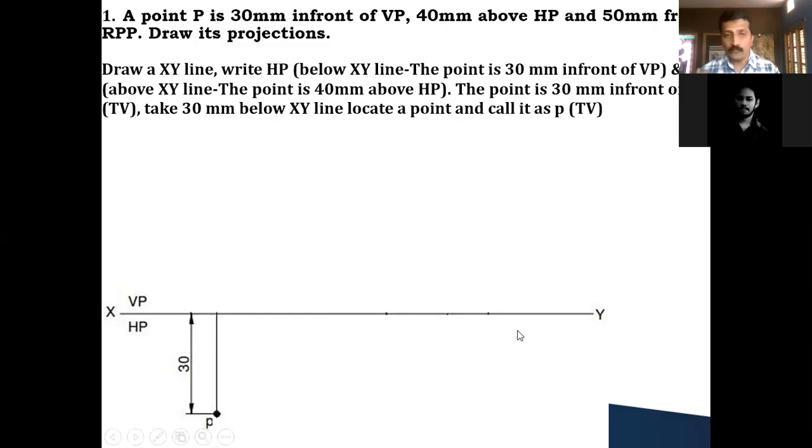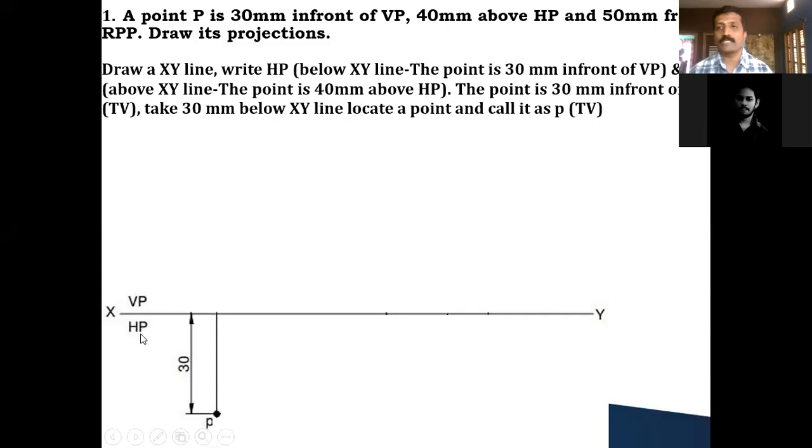And how to fix HP and VP is very, very important. For the first quadrant, what is the requirement? The HP will come below XY line, and VP will come above XY line, and front view will come above XY line, and top view will be below XY line. And one more hint I have given: wherever you write VP, there you have to write the front view. Wherever you write HP, there you have to write the top view. So since it is a first quadrant example, draw an XY line and write VP and HP like this.